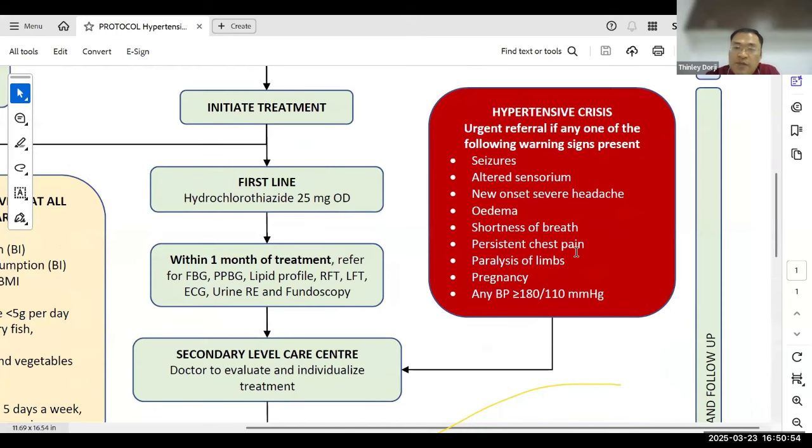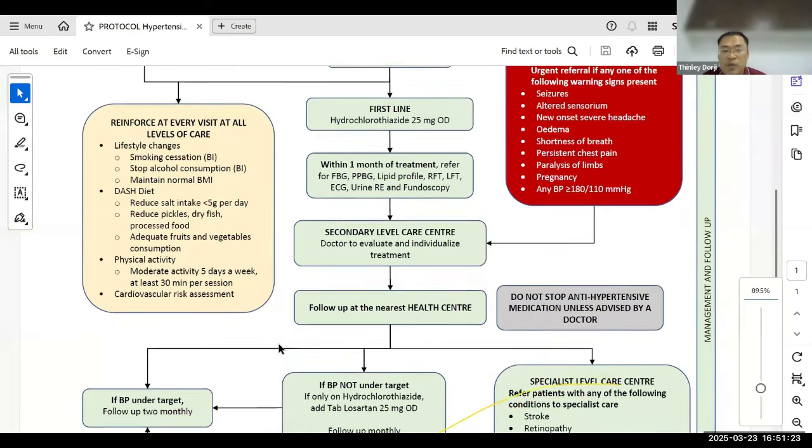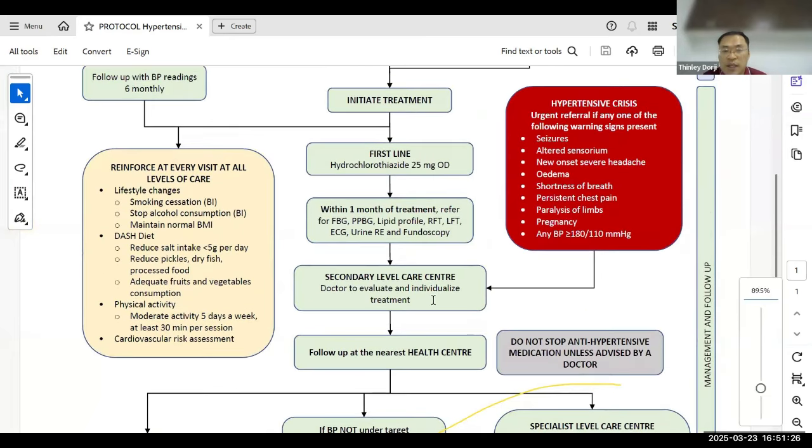If patients have hypertensive crisis at a primary healthcare center, here we don't want the health assistants to classify what type of emergency it is, but here we have labeled it as hypertensive crisis with BP of more than 180 by 110, and with any of the symptoms with seizure, altered sensorium, new headache, edema, shortness of breath, chest pain, paralysis of limbs, or pregnancy. These patients will have to be referred to the secondary level care, and then they will be evaluated by our doctor, and then they will have their treatments individualized.